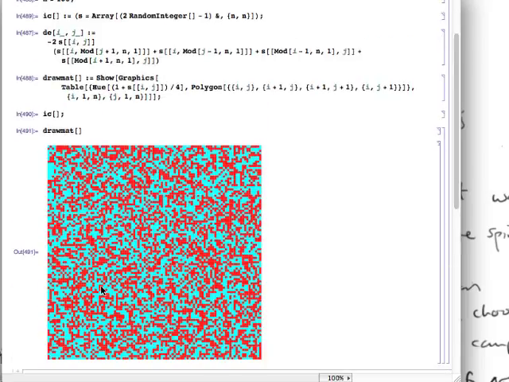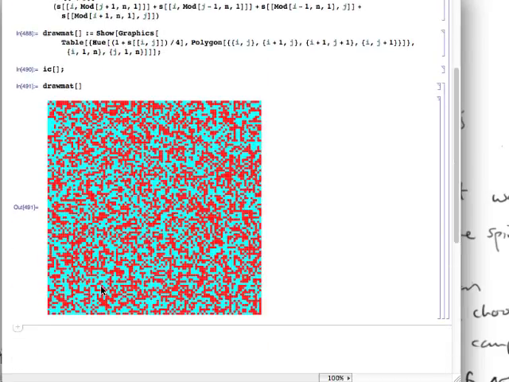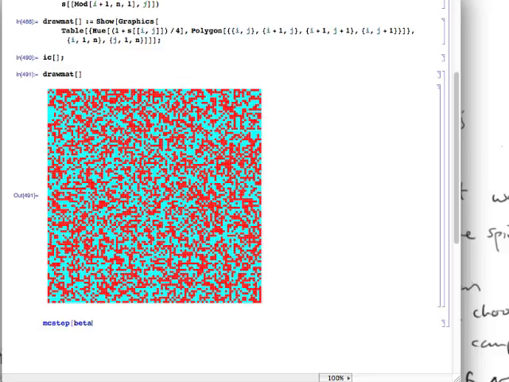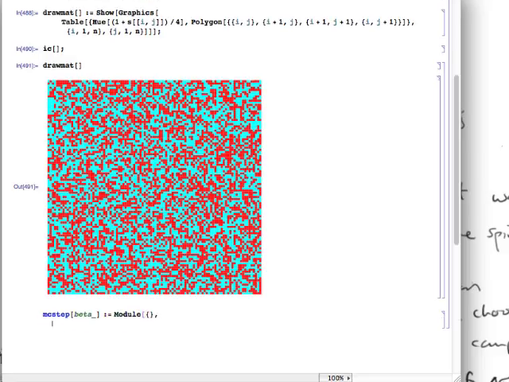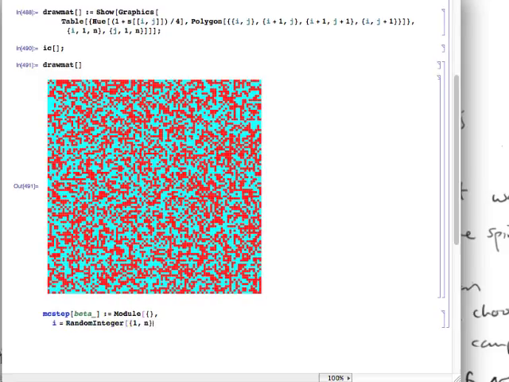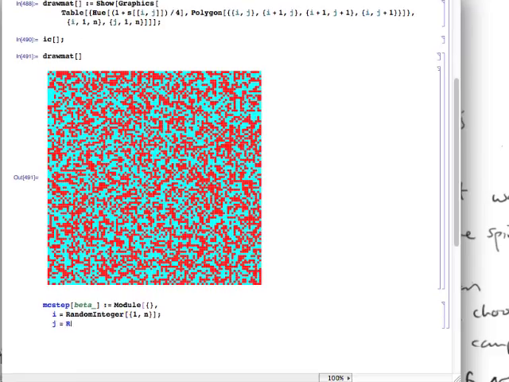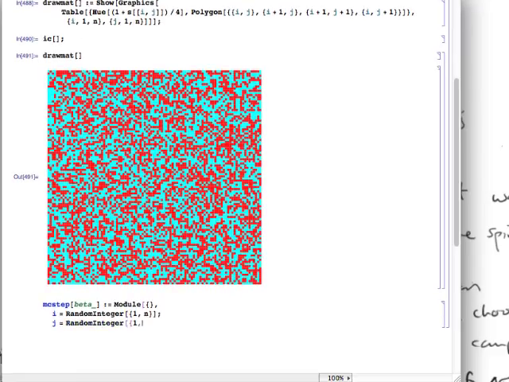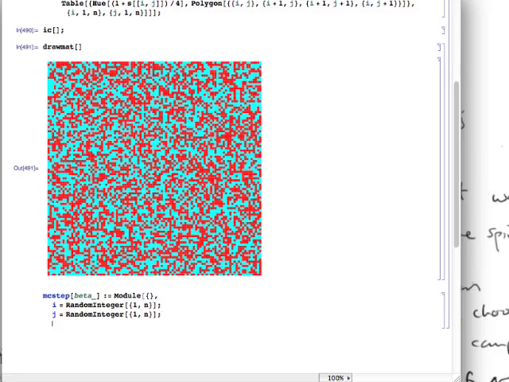Okay, so now we've got everything except the thing that does the Monte Carlo itself. And as I said, that's a function of beta. And we need to choose a random spin to flip, so we need to choose an i and a j randomly between 1 and n. And that's how you do that. Okay, so that will choose me a random integer between 1 and n. We compute the energy difference, which I'm going to call dE val.